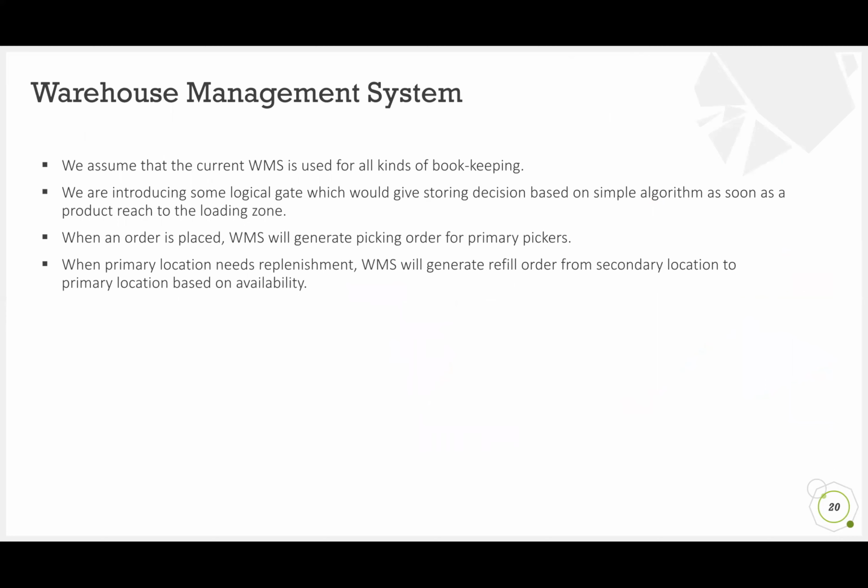We are basically trying to improve their information system, because we think if the information system improves, the utilization of their resources will increase. So instead of just bookkeeping, we are going to use the WMS with some logic gate, and based on some simple algorithm, it will tell where to store, where to retrieve from, and which level of the shelf it should use.